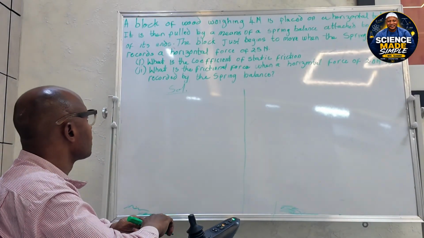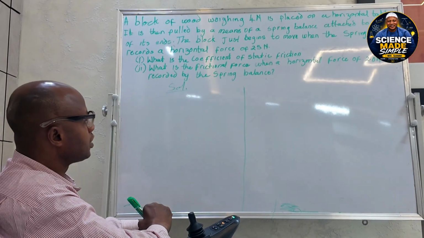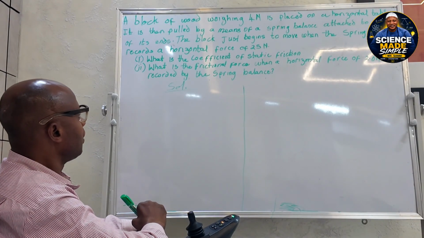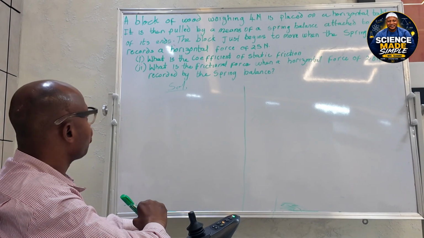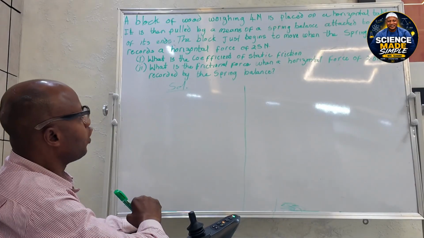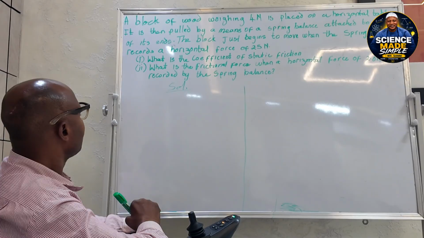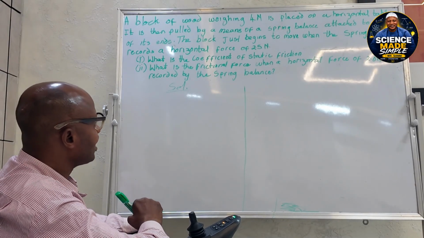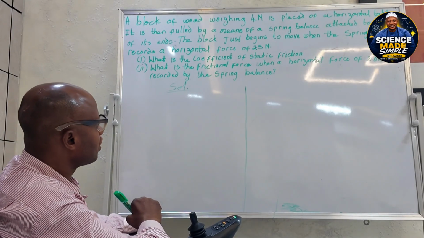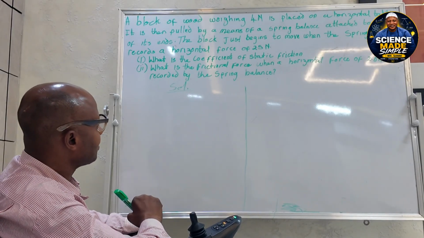Now, a block of wood weighing 4 Newton is placed on a horizontal table. It is then pulled by means of a spring balance attached to one of its ends. The block just begins to move when the spring balance records a horizontal force of 2.5 Newton. 1. What is the coefficient of static friction? 2. What is the frictional force when the horizontal force of 2 Newton is recorded by the spring balance?